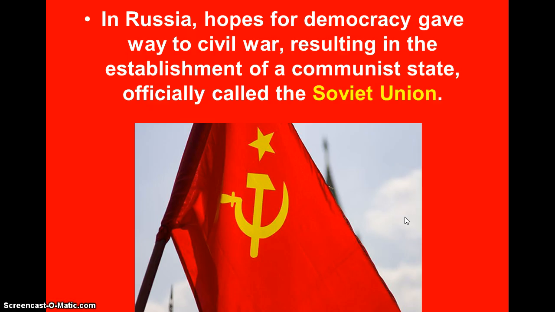And so this led to the establishment of a communist state in Russia, officially called the Soviet Union, or the USSR, which stands for the Union of Soviet Socialist Republics. And it's not a socialist state, that's a misconception, it's a communist state.